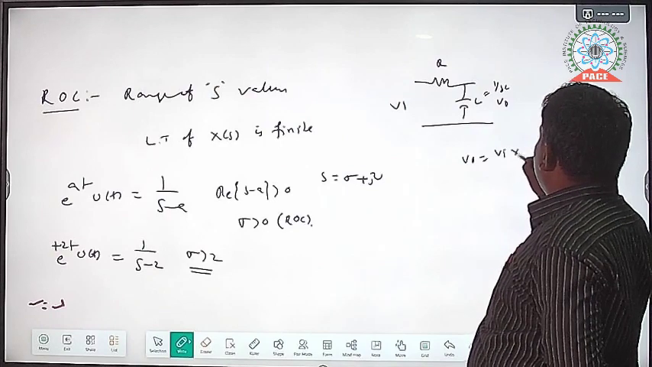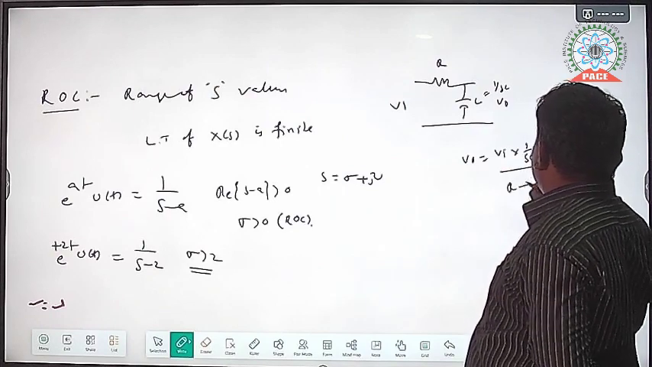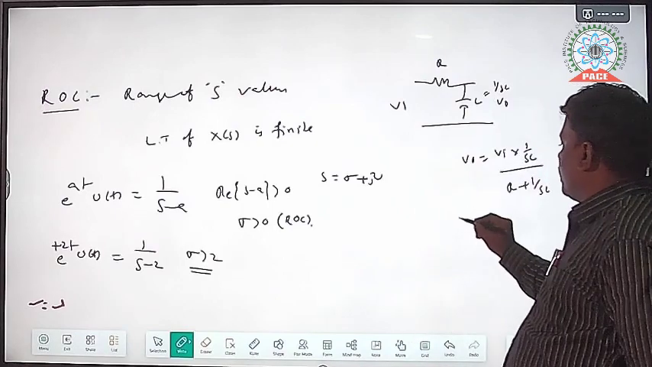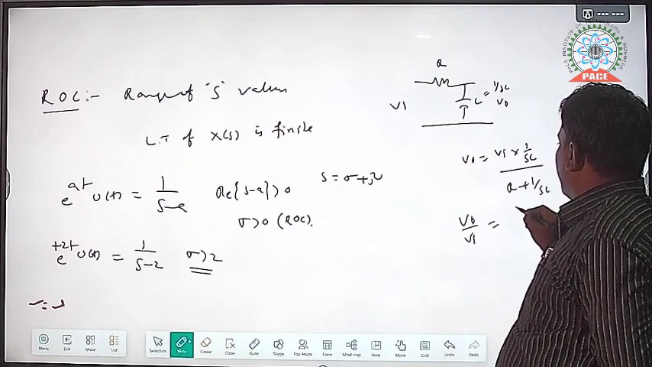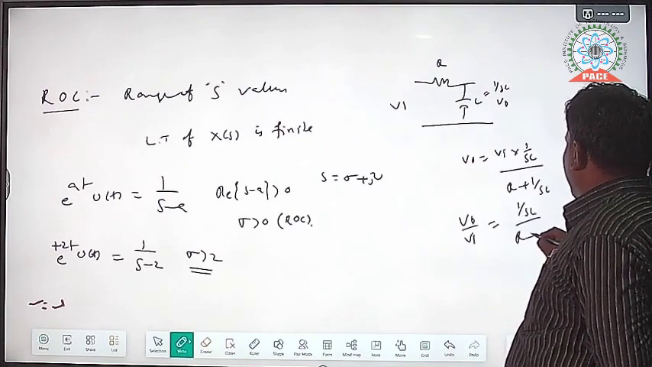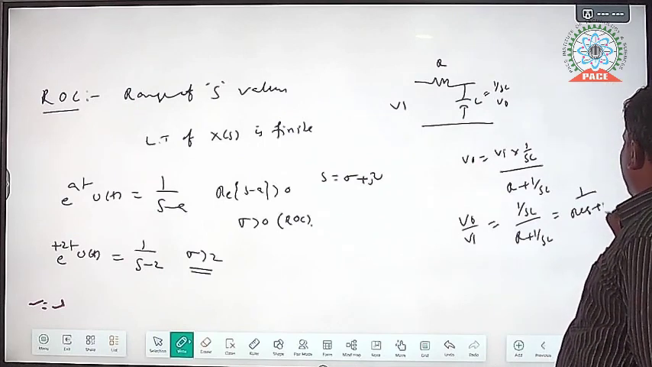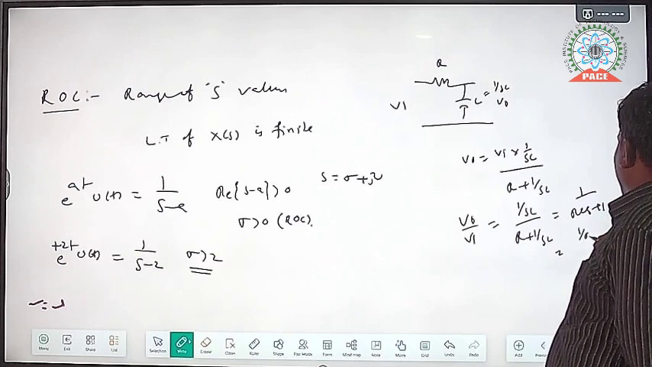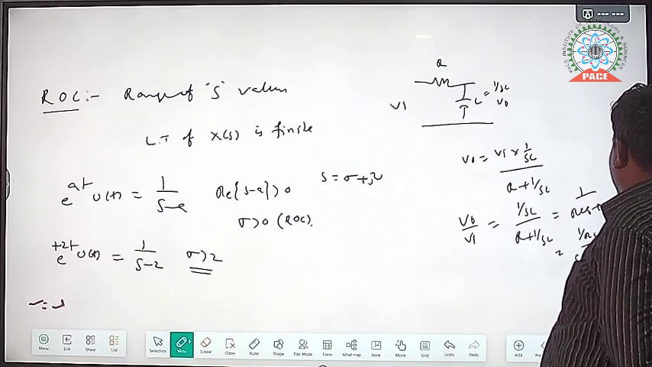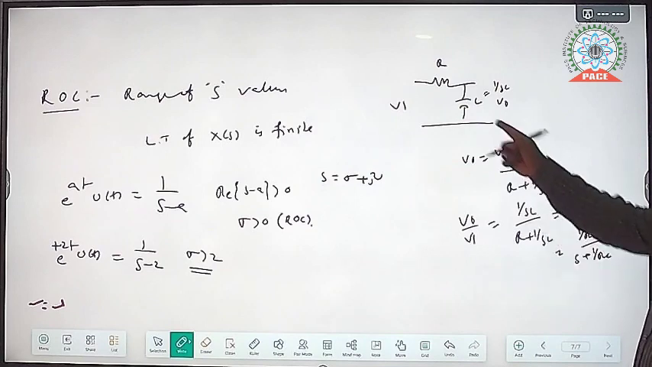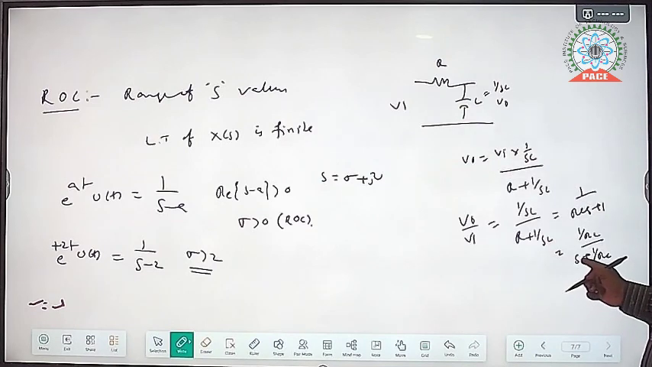So this is the transfer function. By using Laplace transform, we go for the transfer function. V naught by VI equals 1 by SC by R plus 1 by SC, that means 1 by RCS plus 1, which is 1 by RC divided by S plus 1 by RC. This is the RC low pass filter. S equals sigma plus j omega. At omega equal to 0, it is 1 by RC by 1 by RC, so that cancels to 1.